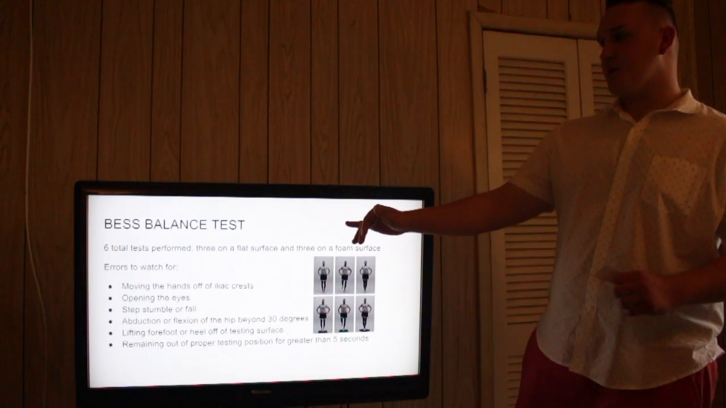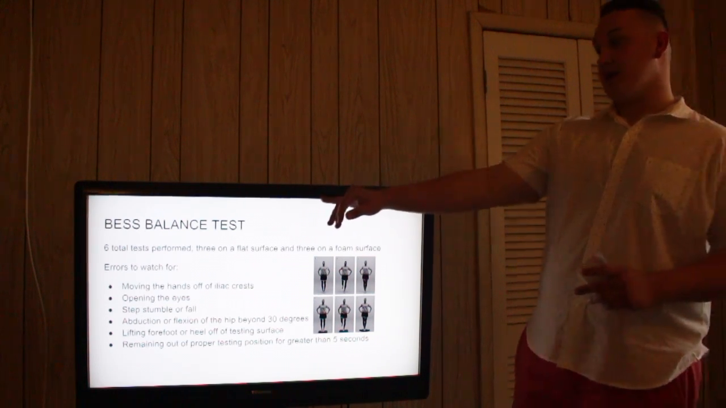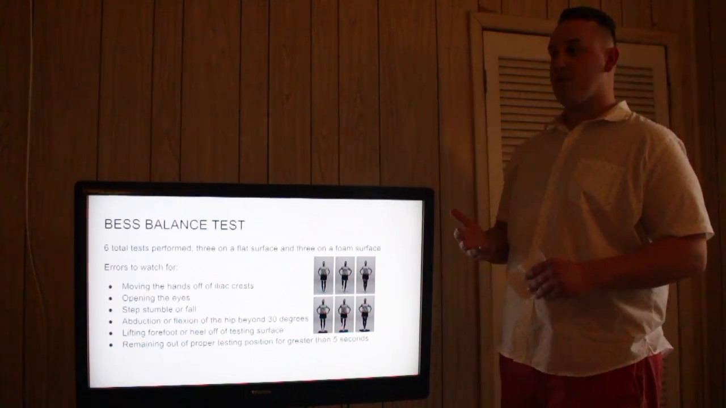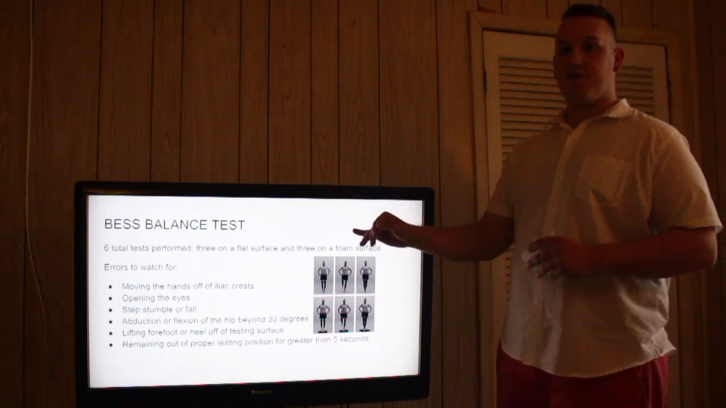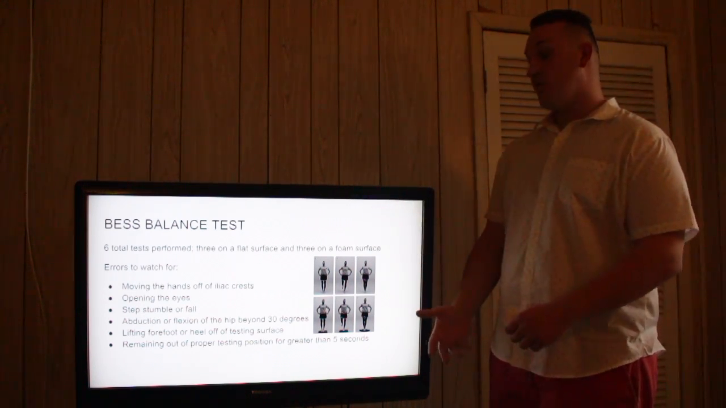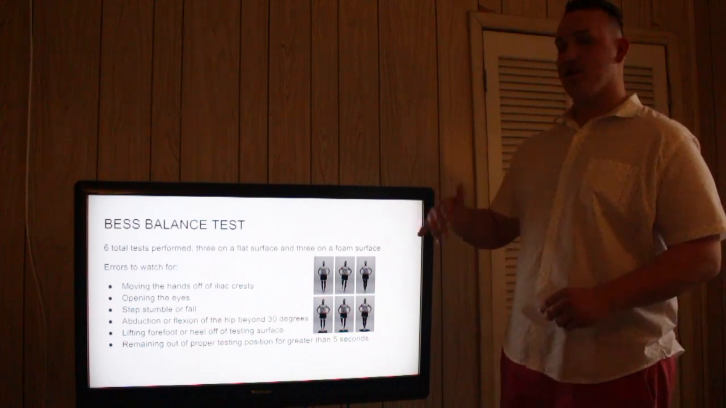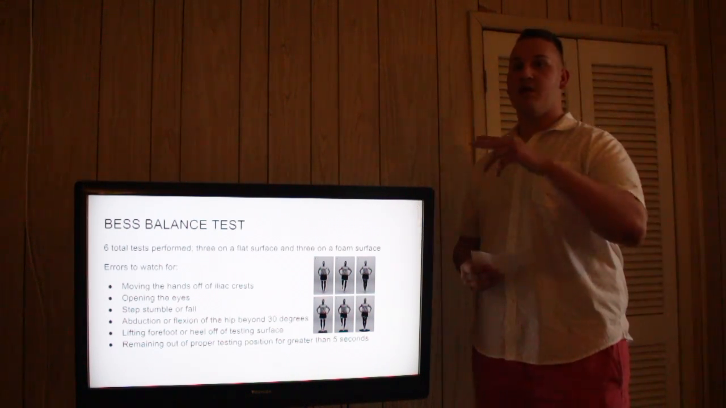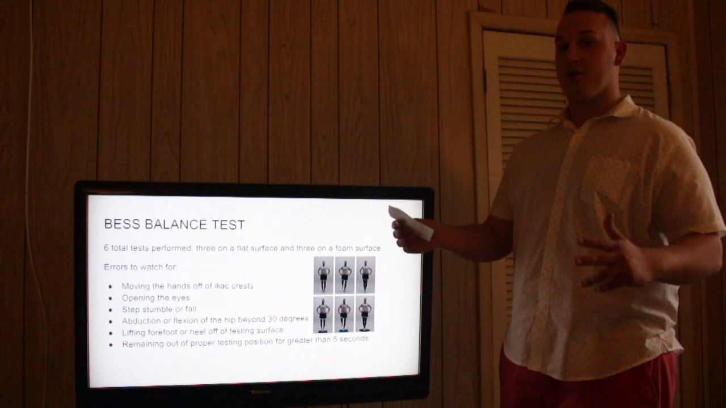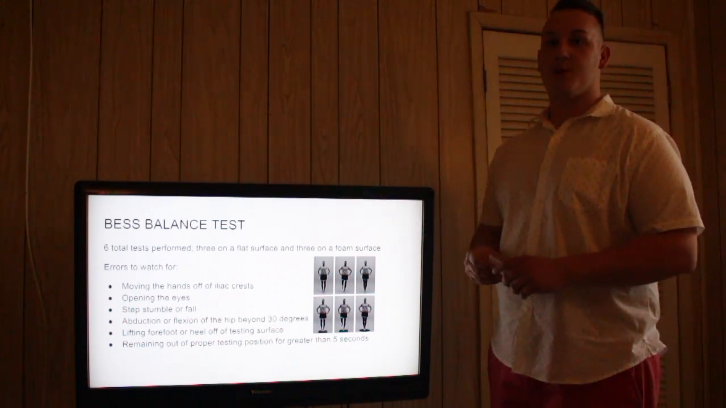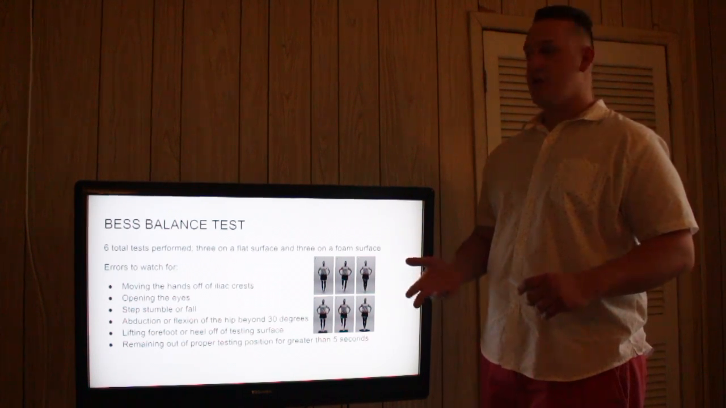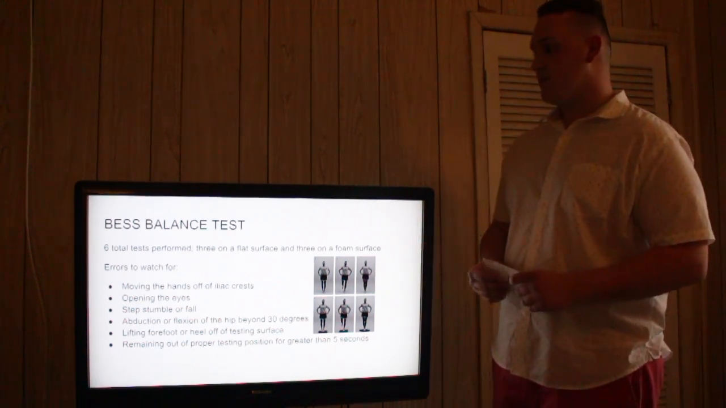So what we're doing in this part is the BESS balance test, and we ran an experiment where we had 6 total tests performed, 3 of which are on a flat surface and 3 of them are on a foam surface. And we did this experiment while the subjects were consuming alcohol. So we did one trial where we did all 6 when they were sober, and we repeated it again where we did the 6 total tests when they were at a 0.08, which is technically the legal limit to drive.